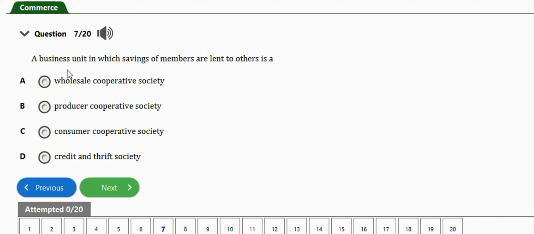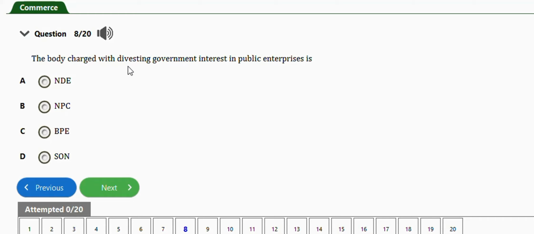Okay, next question is this one. It says a business unit in which savings of members are lent to others is a warehouse cooperative society, producer cooperative society, consumer cooperative society, credit and thrift society. Right answer is option D, credit and thrift society. Alright, next question is this one. It says the body charged with divesting government interest in public enterprises is, so we have NDA, MPC, BPE. So the right answer is option C, which is BPE, which stands for Bureau of Public Enterprises.